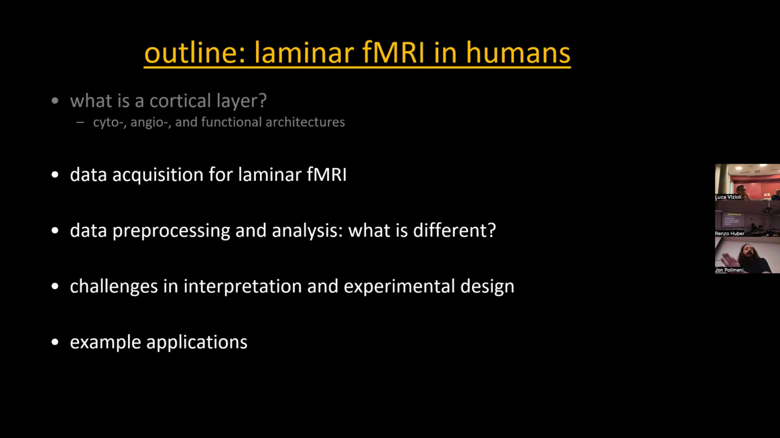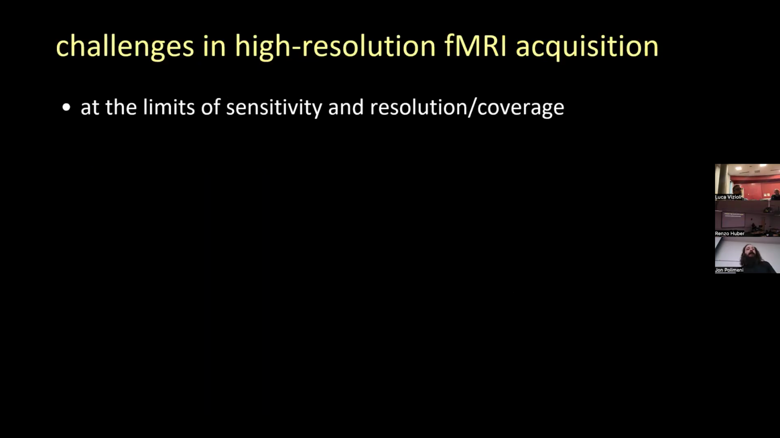Okay, so next I'm going to talk a little bit about data acquisition for laminar fMRI. Again, just a few words because this is a pretty big topic. There are a lot of challenges in high resolution fMRI acquisition, mostly because we're really at the limits. We're kind of pushing the scanners to their limits in terms of what we can achieve in terms of sensitivity, as well as spatial and temporal resolution and coverage.